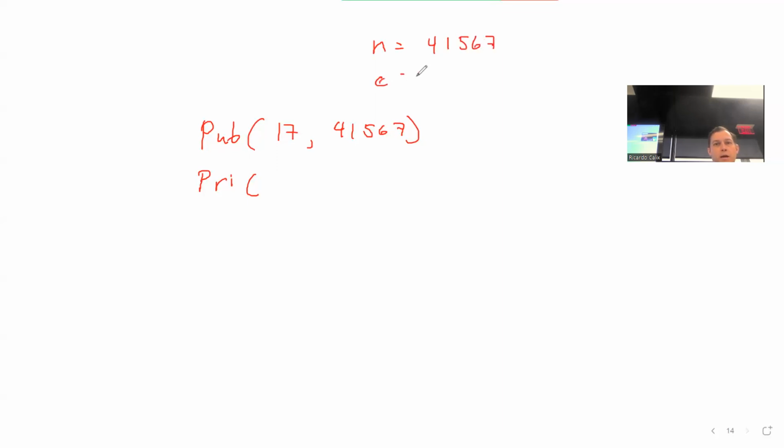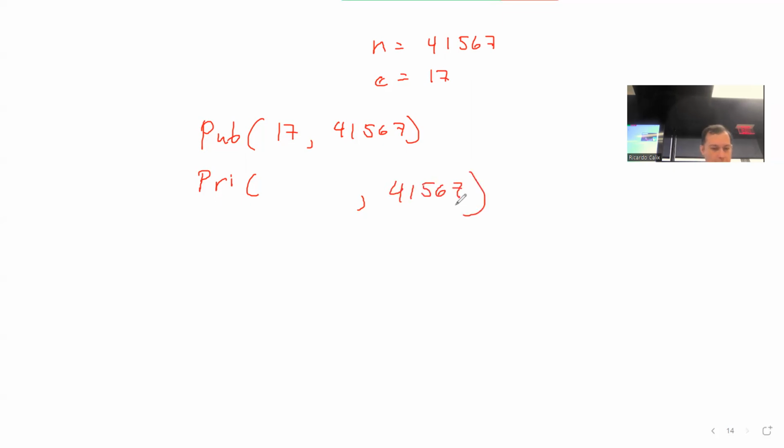You also know E, correct? 17. Okay, perfect. But you don't know the private key, right? Unfortunately. What do you know about the private key? That it's bigger than 17. You do know that. D is bigger than 17. Do you know this part of the private key? Yes, very good. It's 41567, right? So you do have that.